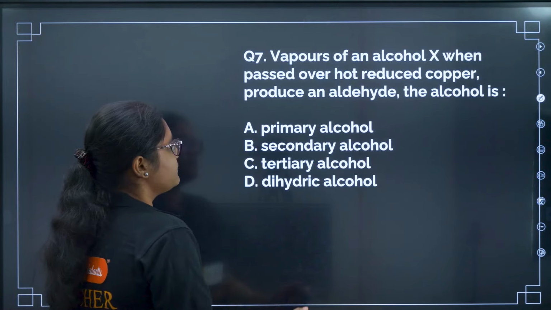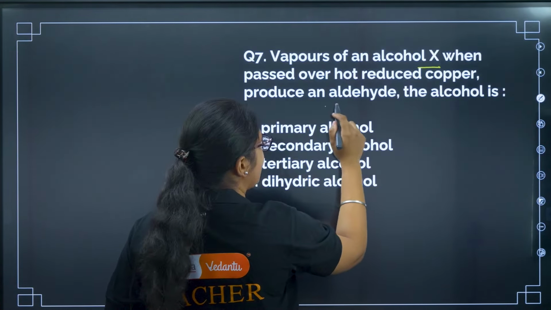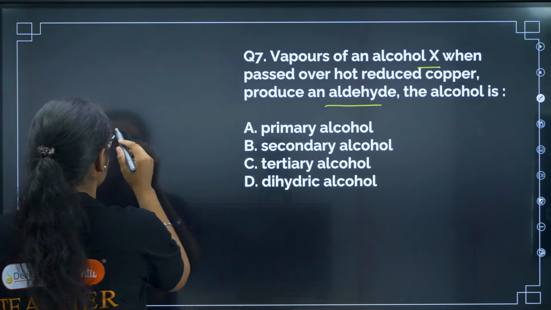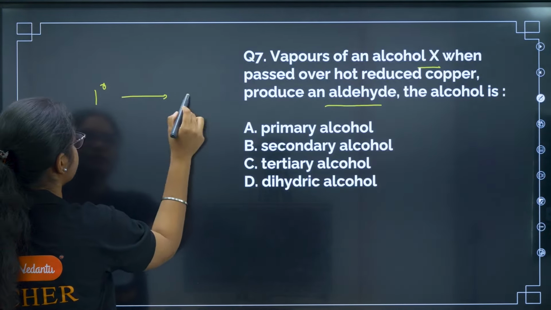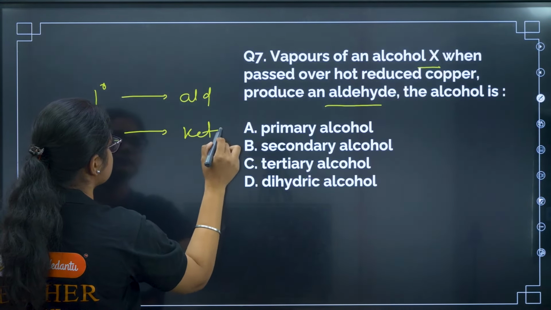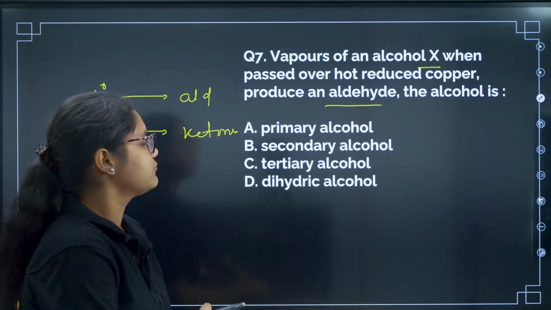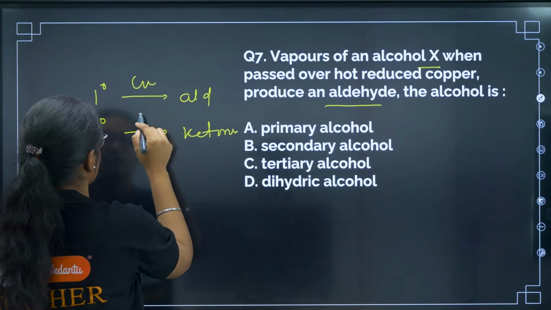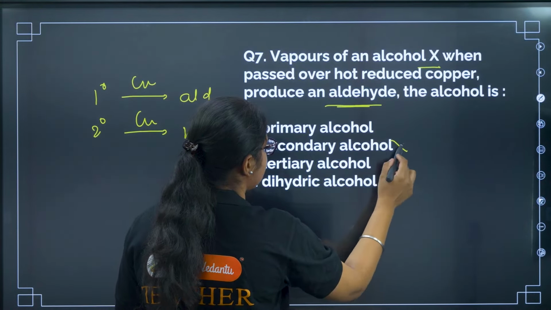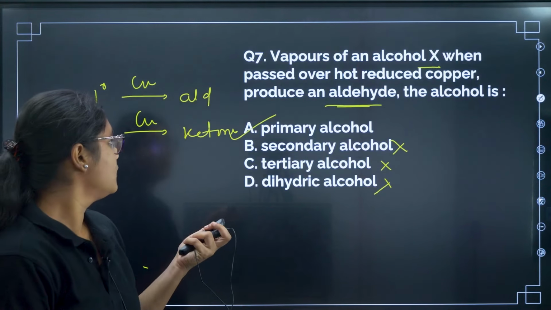Next, vapors of an alcohol X when passed over hot red copper produced an aldehyde. So this is again from the aldehydes chapter, a very important reaction. If you take primary alcohols, we will get aldehydes. If you take secondary alcohols, we will get ketones, right? This we have already seen in the reactions of oxidation of alcohols. So if it is giving you an aldehyde, it must be a primary alcohol. So the correct answer for this question is option A.